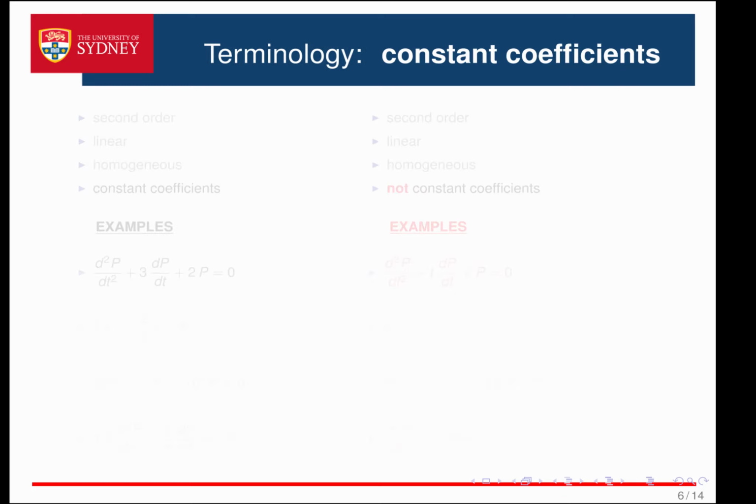Slide 6. Terminology. Constant coefficients. A second-order linear homogeneous DE is said to have constant coefficients if the dependent variable and its derivatives are only ever multiplied by constants. Let's say the dependent variable is p, like in most of our examples. Then a constant coefficient DE will only have a constant times p or any of its derivatives.